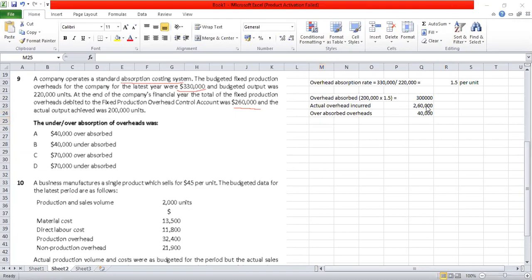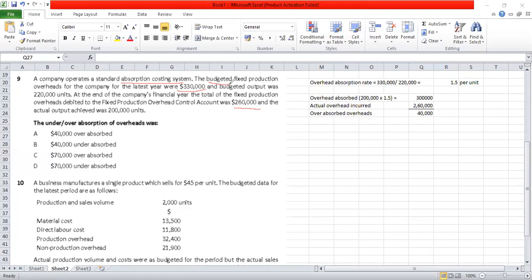Ma'am, actually, I have a doubt. Ma'am, that about 3,30,000, is it an estimation or is it based on the previous year's figures? It is an estimation, specifically as mentioned here. Budgeted means estimates, plans. So they have planned that the budget would be 3,30,000 for an output of 2,20,000. So the rate will come up to 1.5 per unit. So the rate will be 1.5.